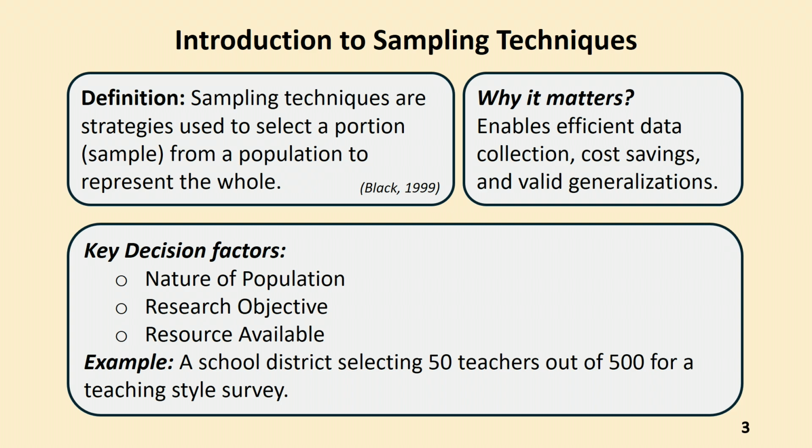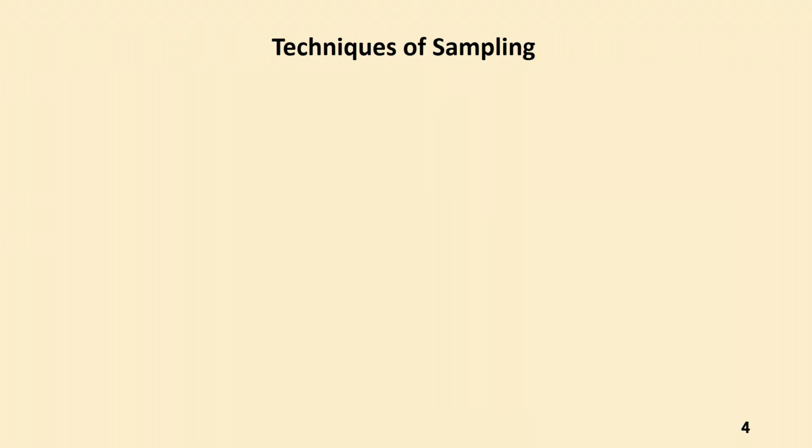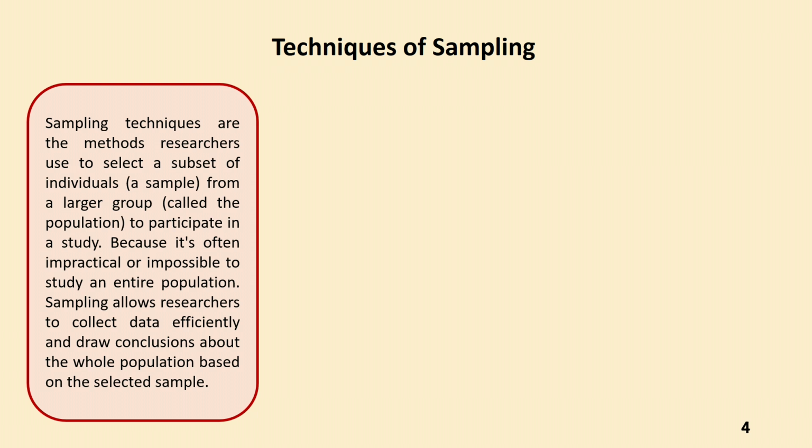Techniques of sampling. Let us discuss this technique of sampling in a more detailed manner. Sampling techniques are used by researchers to select a subset of individuals, a sample, from a larger group called the population, to participate in a study, because it is often impractical or impossible to study an entire population. Sampling allows researchers to collect data efficiently and draw conclusions about the whole population based on the selected sample.